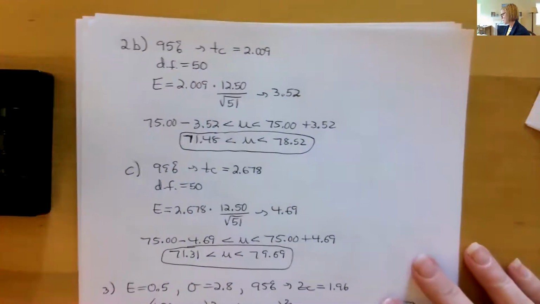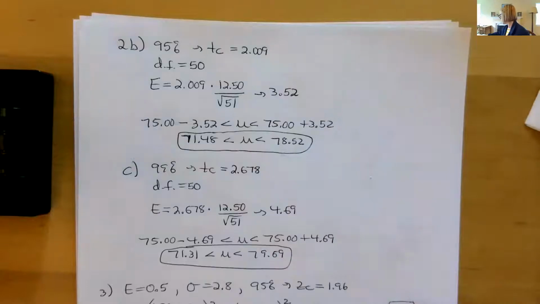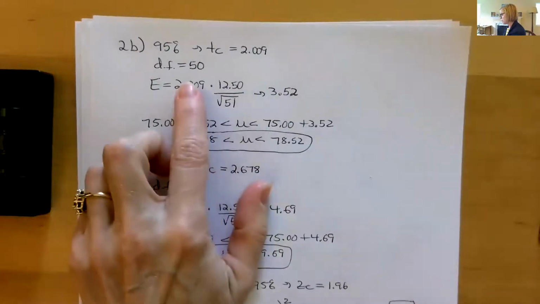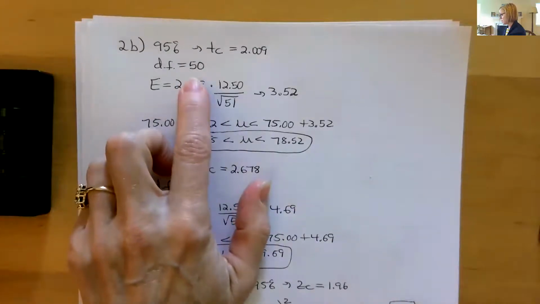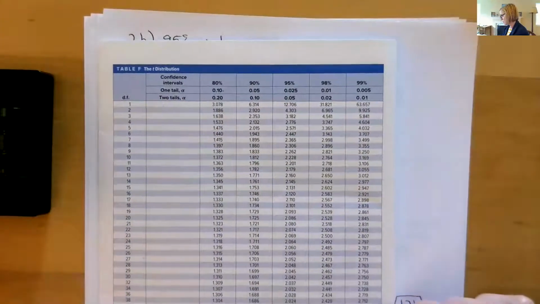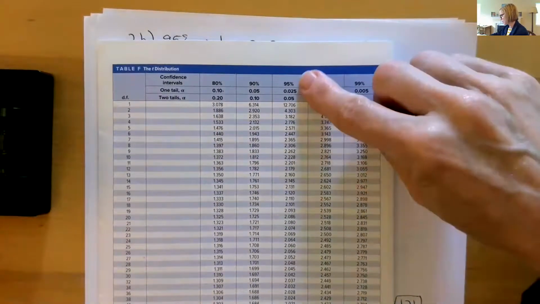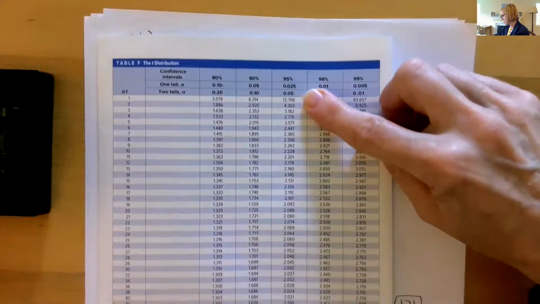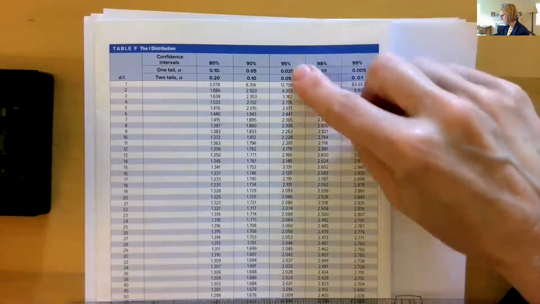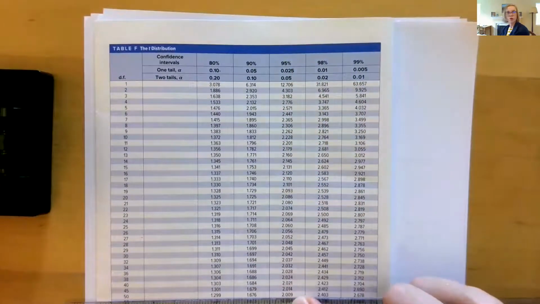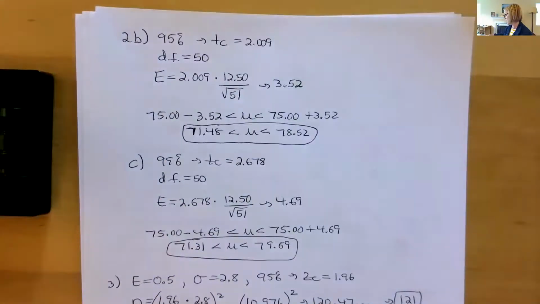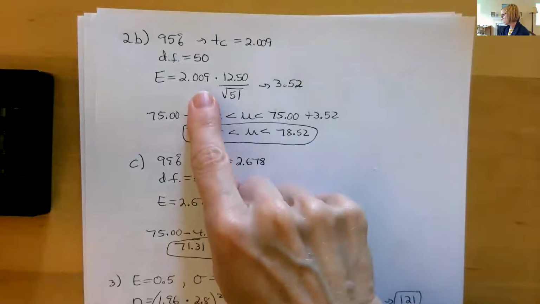Now, when we go to question 2B, it asks for a 95% level of confidence. And so again, our degrees of freedom was N minus 1, N was 51, the sample size. So we're going to go again to our T distribution, 50 degrees of freedom. Now we go to the 95% confidence level, 50 degrees of freedom, which gives you a critical value of T of 2.009 that we're going to use in calculating our margin of error. That's what's going to change.